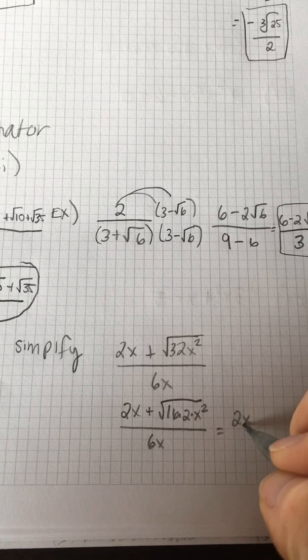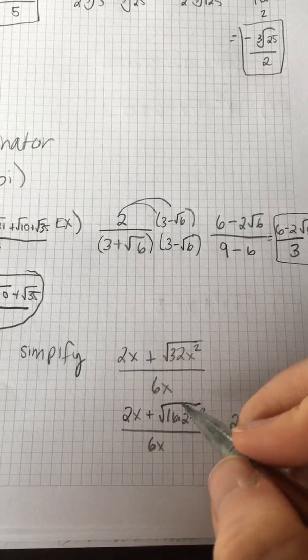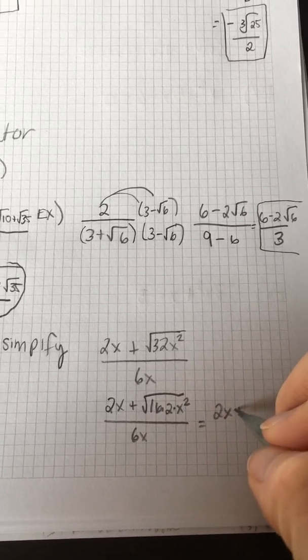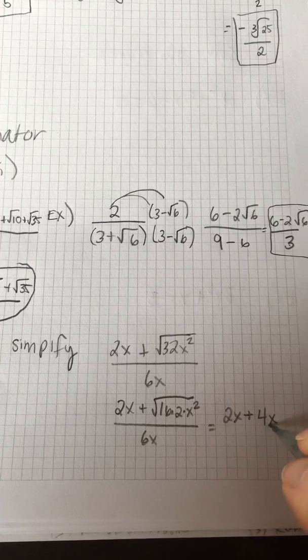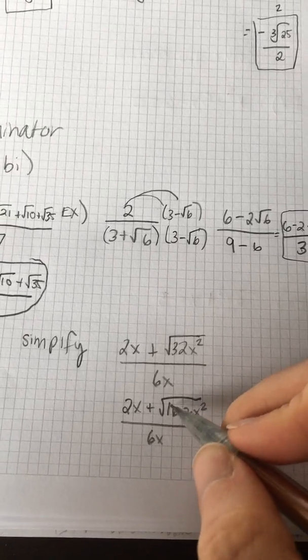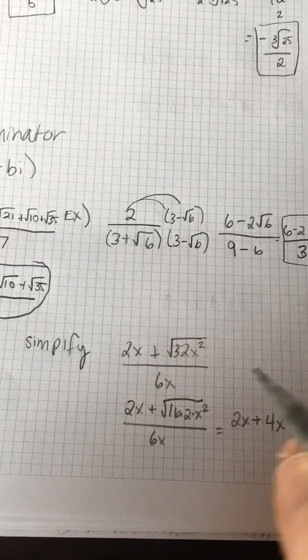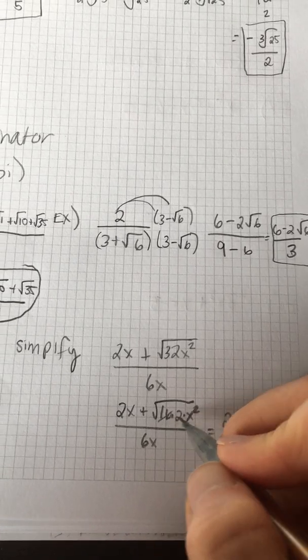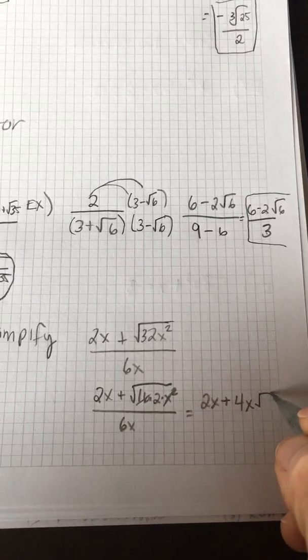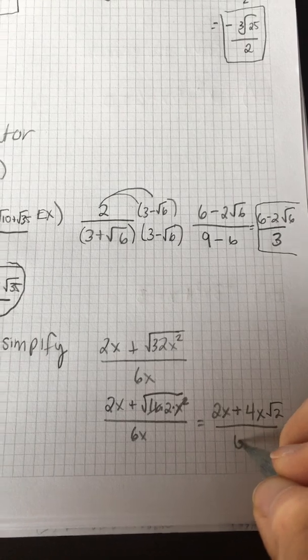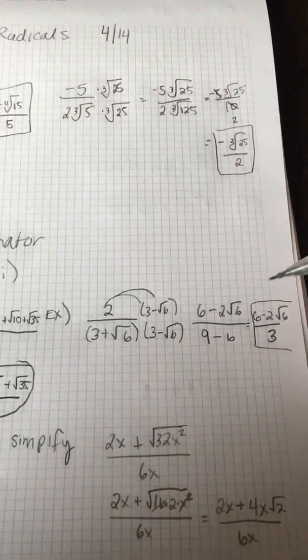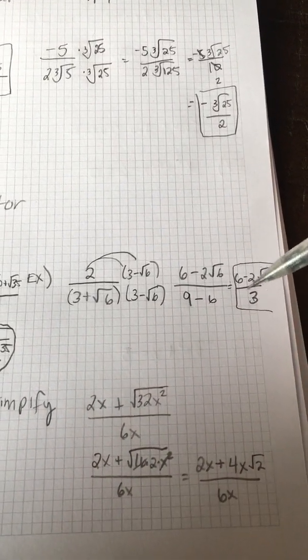So I get 2x. 16 is perfect. It comes out as 4. And x squared is perfect. It comes out as x. So this comes out as x, and this comes out as 4. That's why I have a 4x outside. I'm left with the root 2 underneath, all over 6x. Like I was talking about in the other one, we can't reduce because they don't all have something in common.